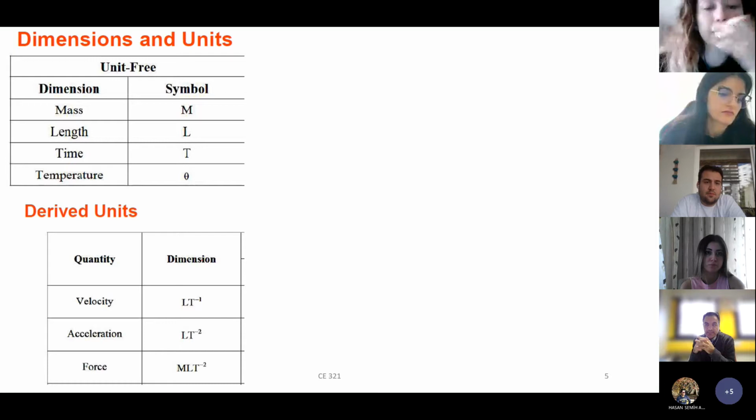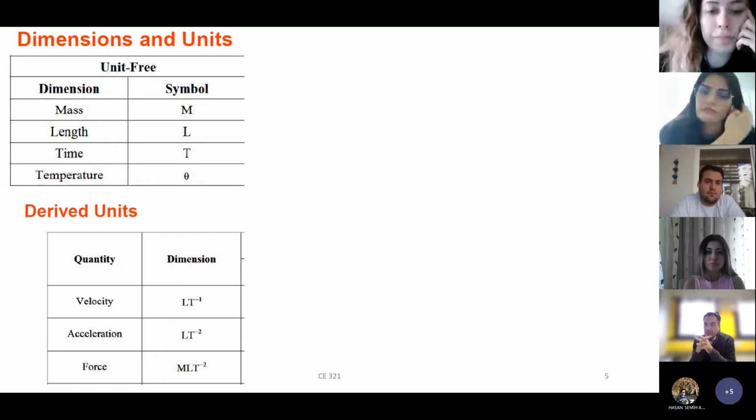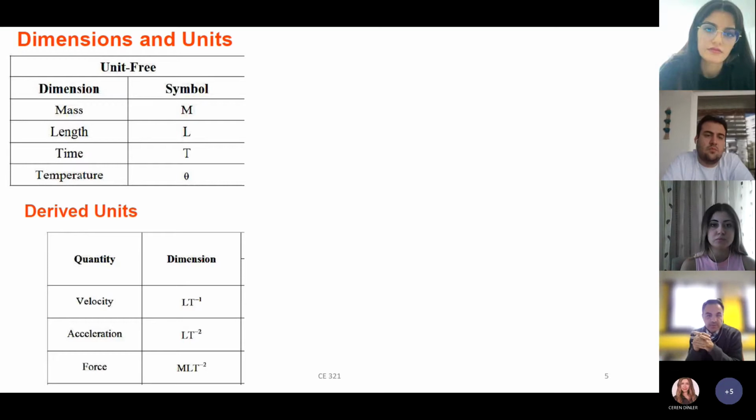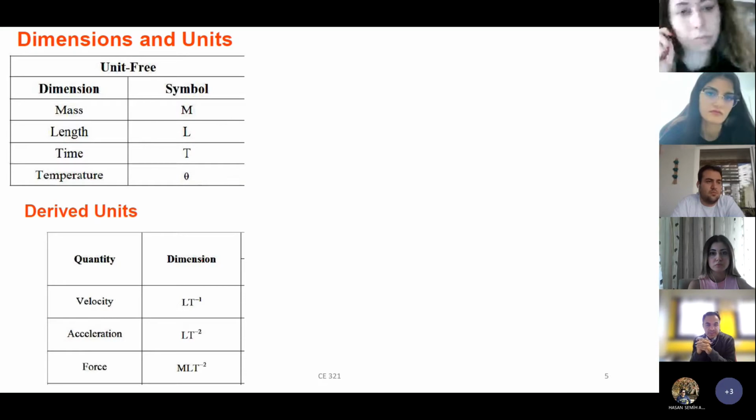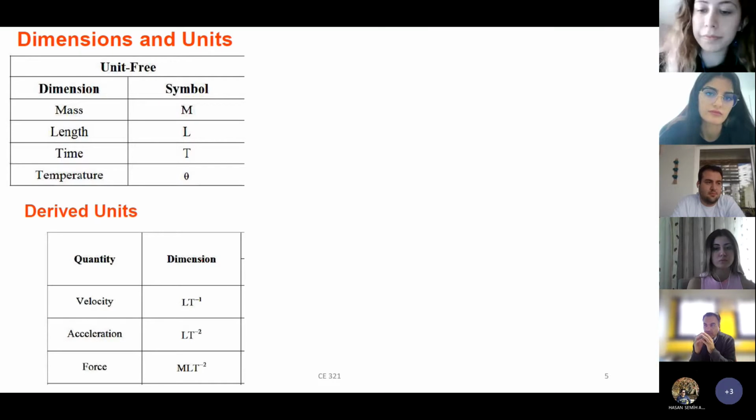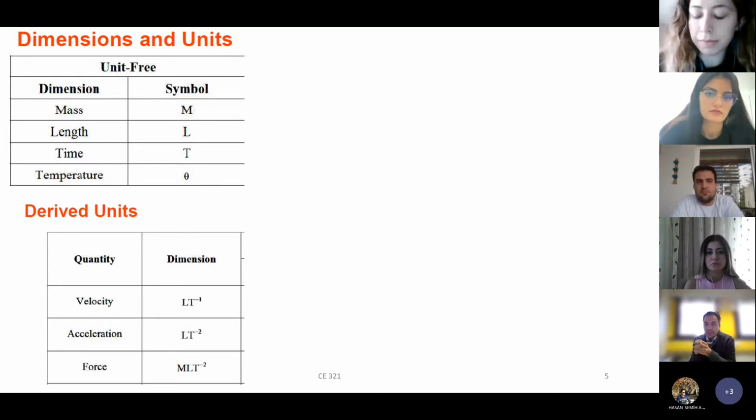MLT, M for mass, M is the symbol for mass, L is symbol for length, and T for time. Also, we have theta for temperature. These are our main or first entities, first degree entities. If we mix these first degree entities, by multiplying, by adding, by dividing them together, new quantities like velocity, acceleration, force, and so on, can be generated.